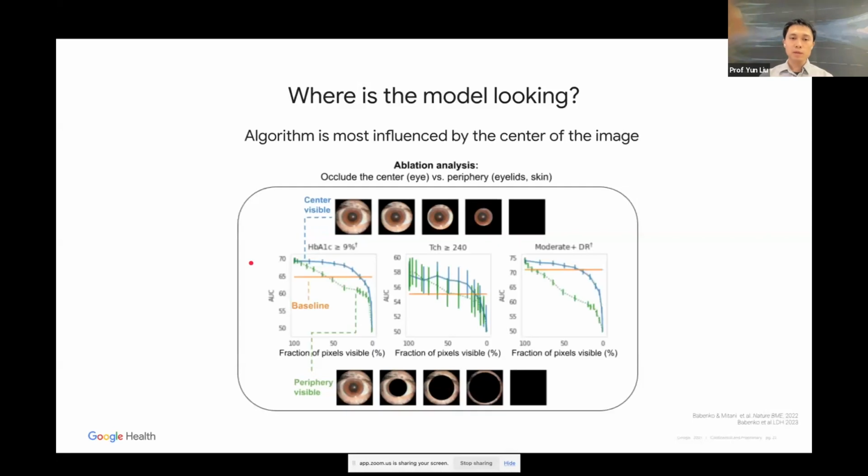What we saw when we did that was that the performance decreases much more quickly when we remove stuff that is in the middle versus if you remove stuff that's near the periphery. What this indicates is that the middle is the part that is more important compared to the outside of the image. This pattern was seen for several predictions, but it basically held for every single prediction.